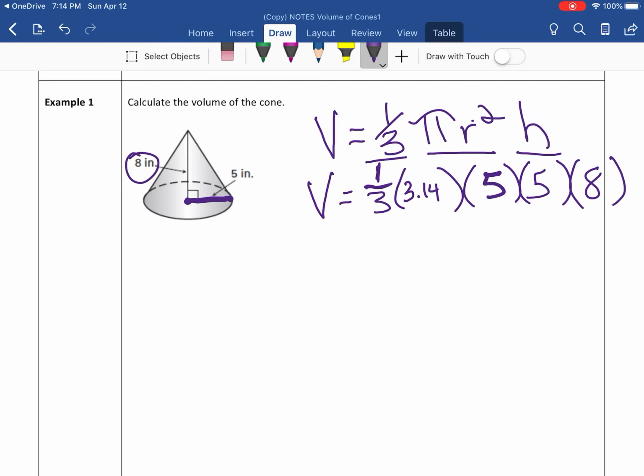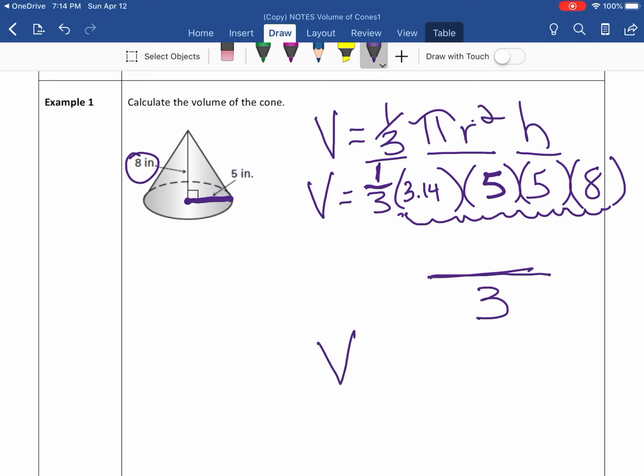What you're going to want to do instead, if you don't have a scientific calculator, what I suggest is you multiply pi times 5 times 5 times 8. All right? And then you get that answer, and then you will divide it by 3. That's because multiplying by 1/3 is the same as dividing your answer by 3.